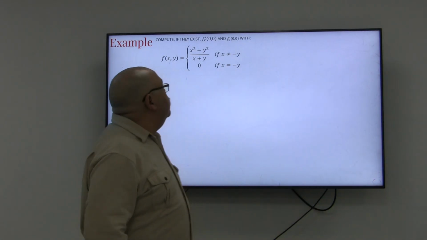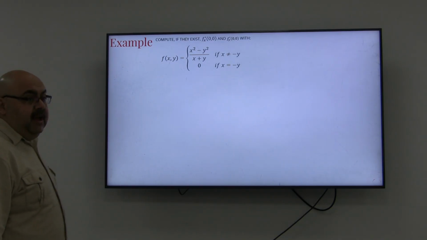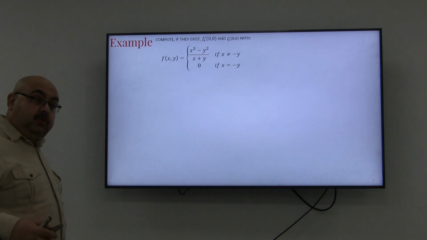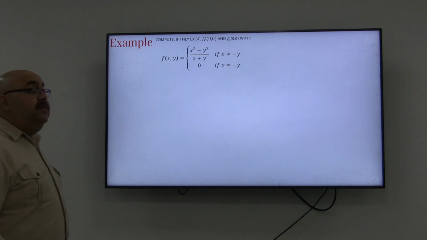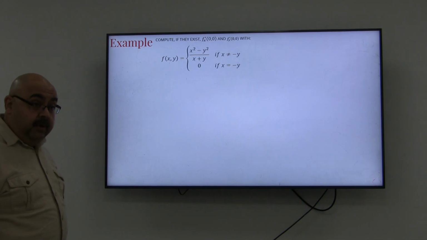Okay. So once more, compute if they exist f dash x, the first derivative with respect to x, at the origin, and the first derivative with respect to y, around the origin or near the origin.